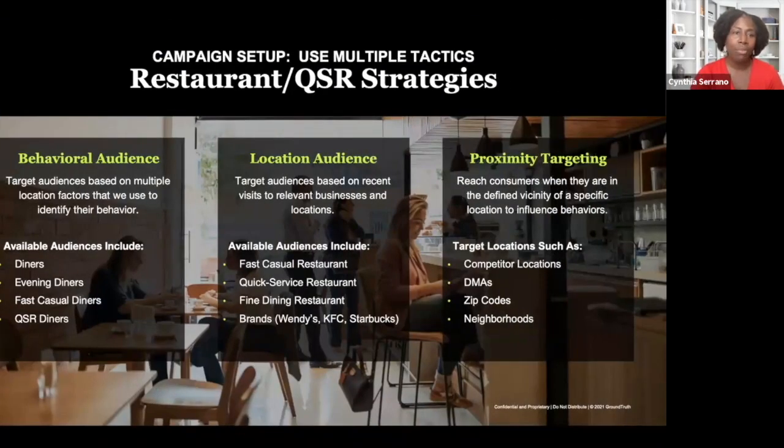And for restaurant and QSR, which is the last vertical that I'm going to touch on, they can target behaviors like evening diners. They can reach people that have visited specific brands like Wendy's. And a franchisee group, as an example, can use location targeting to reach people that are in particular DMAs. So location can be broader. It does not have to be very specific down to one location.